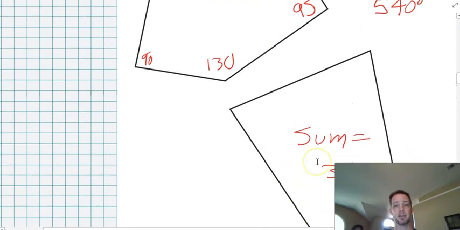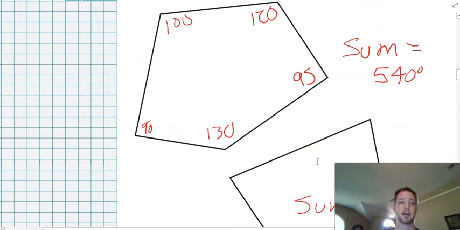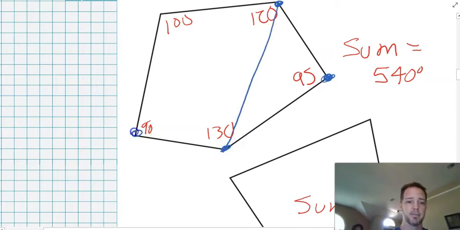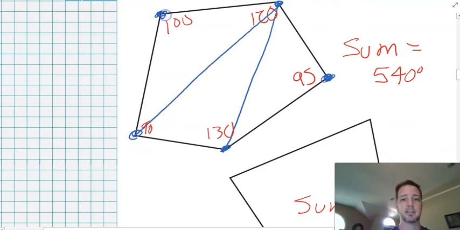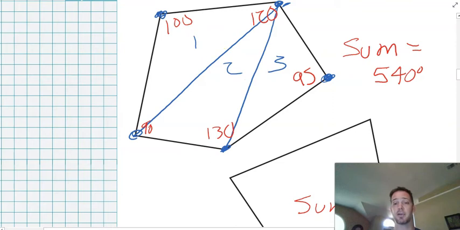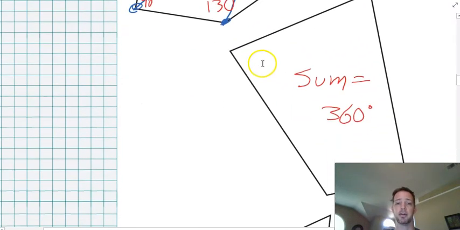Let me go back up to this pentagon just to make sure you guys understand what I'm talking about here. So you just pick one vertex and you go to any non-adjacent vertices. So this vertex is adjacent, there's already a line there, but this vertex is not adjacent, so I can draw that diagonal. This vertex is non-adjacent, I can draw that diagonal. This vertex is adjacent to this one, so I don't draw that one, and I end up with 1, 2, 3 triangles, and just like the other pentagon that we already identified, 3 times 180 does equal 540 on there.